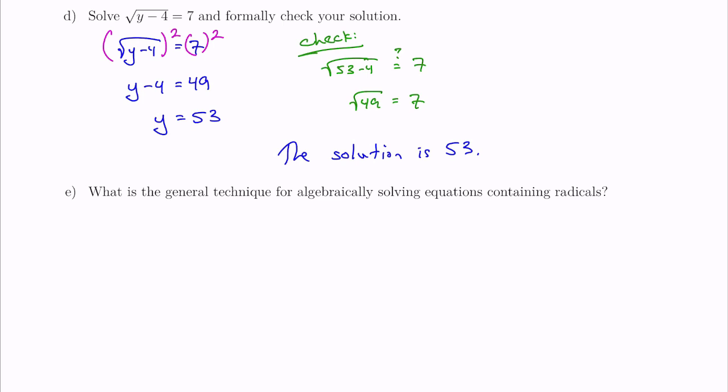So in part E, the general technique for algebraically solving equations that contain radicals is going to be this process. The first step is to isolate a radical. Before you go ahead and square to cancel out a radical, you have to make sure a radical is by itself on one side of the equation. So step 1 is to isolate a radical on one side of the equation.